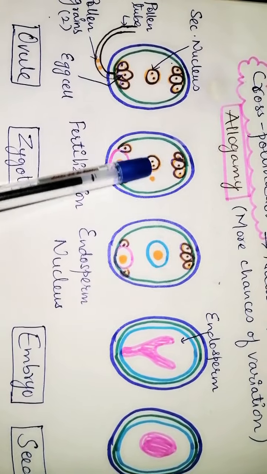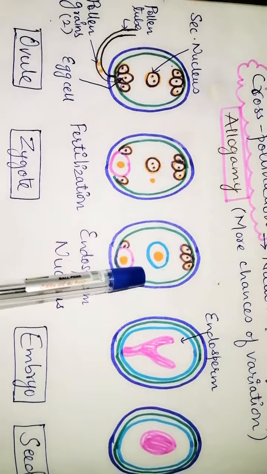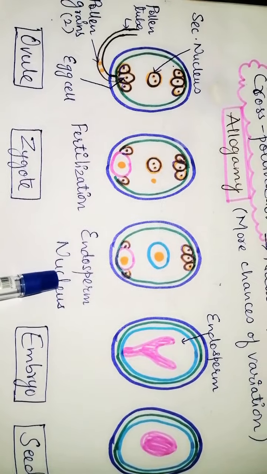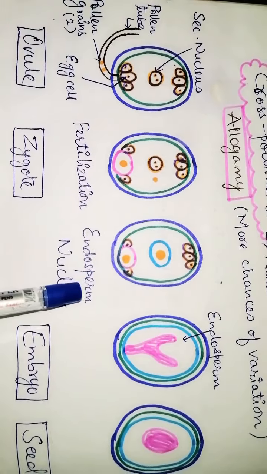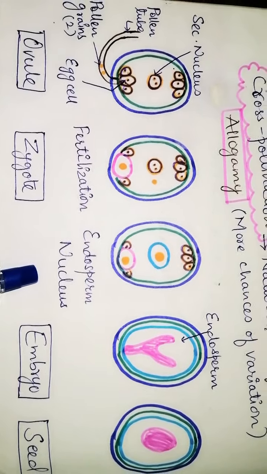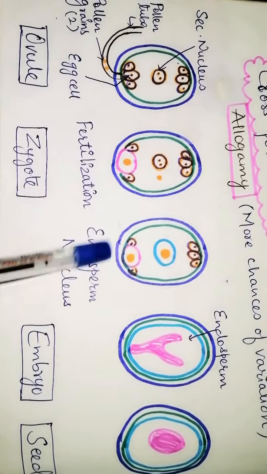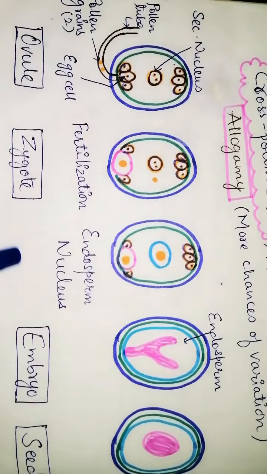Now here the second pollen grain, what happens to this one? It fuses with the secondary nucleus and it forms the endosperm nucleus. The secondary nucleus is converted into an endosperm nucleus. Now these two are a part of a zygote.